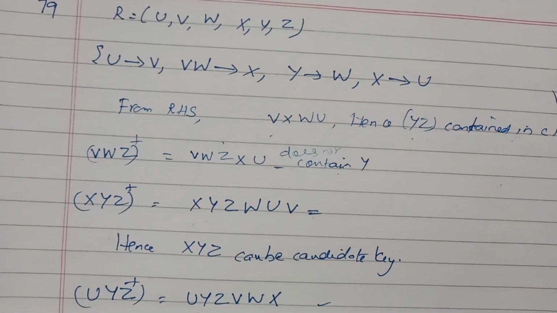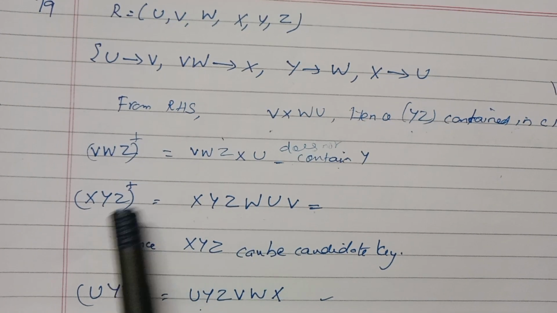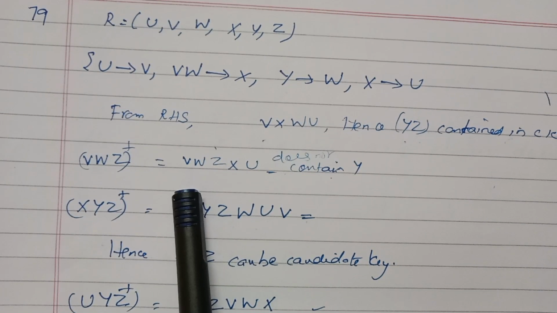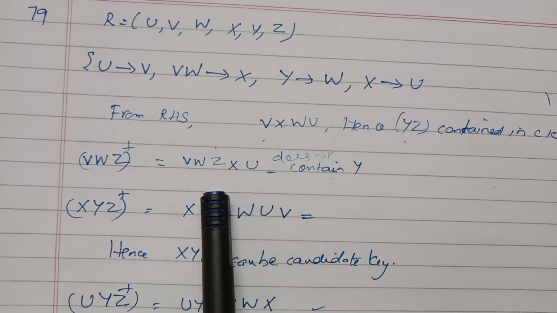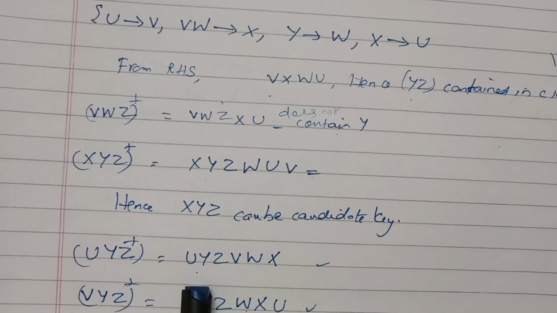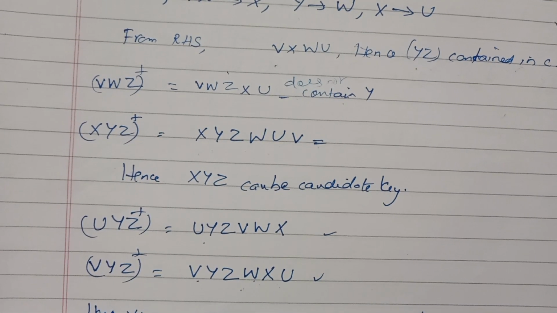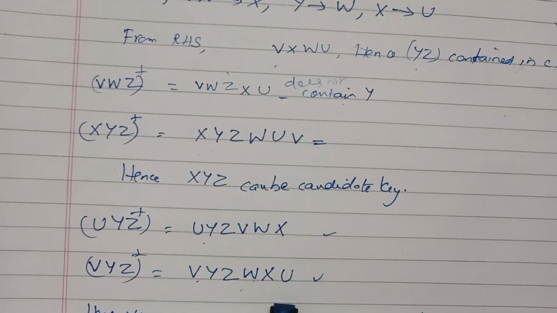So how can you prove this? If we take the last option, VW or XY, you find that the closure will not contain Y. If you take the fourth option UY, and take the closure, you get all the attributes: UY, VWX, and VY, you also get Z, W, X and U. We derive all the attributes.